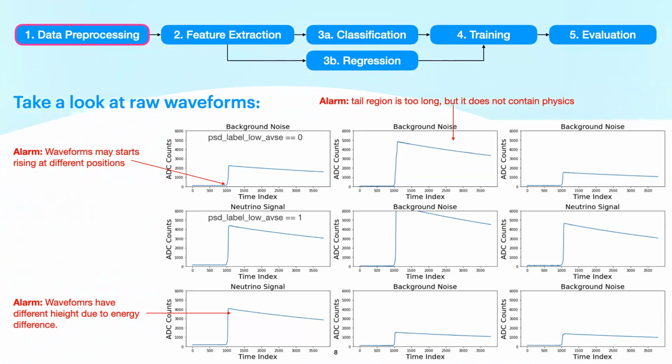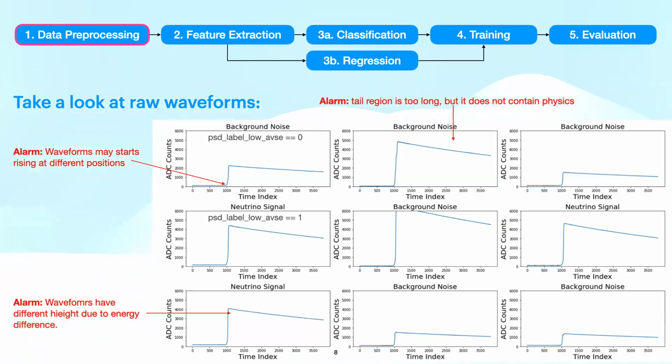The second alarm is, do my waveforms all start rising from the same location? Maybe some of the waveforms start rising at 500, some start rising at 2000, some at 1500 or whatever. So that's another question.